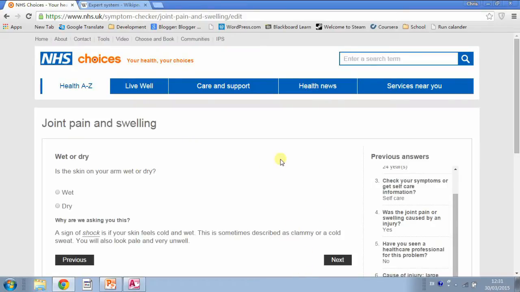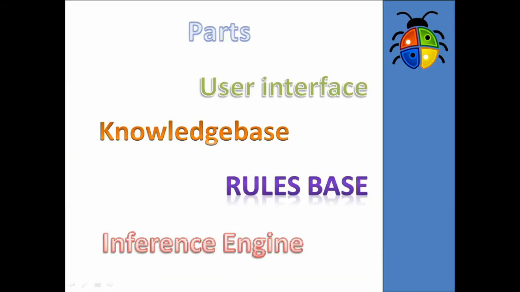So there's an example of a reasonably simple expert system. As long as you appreciate that expert systems can get much more complicated. This is the simplest end of an expert system. So hopefully that gives you some idea of what an expert system is. But now let's have a look at the parts that make up an expert system.